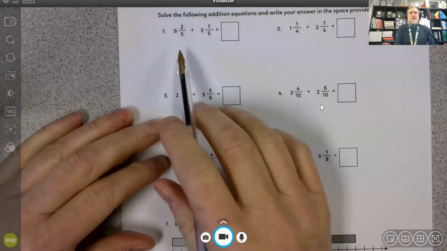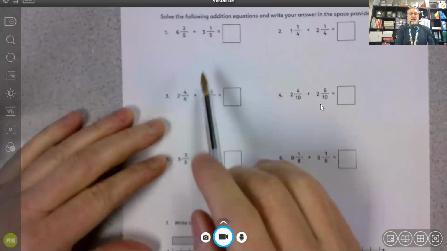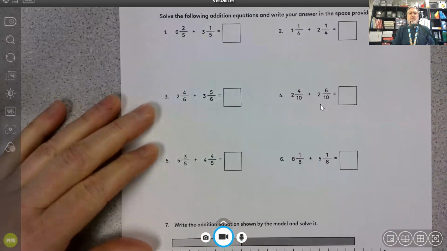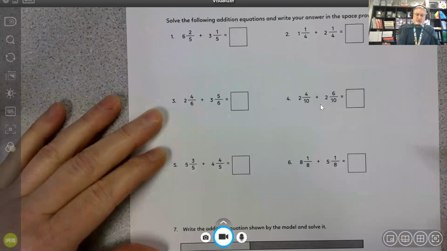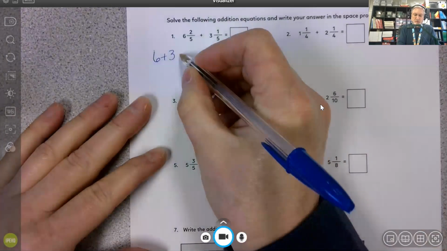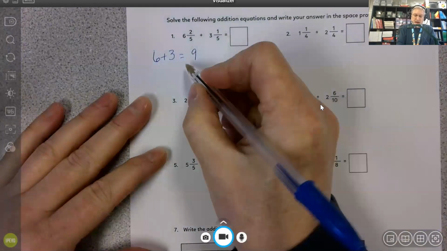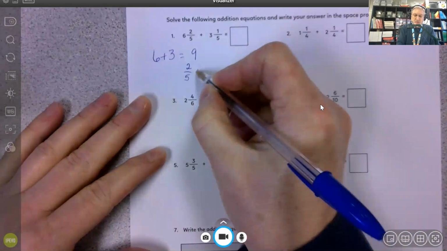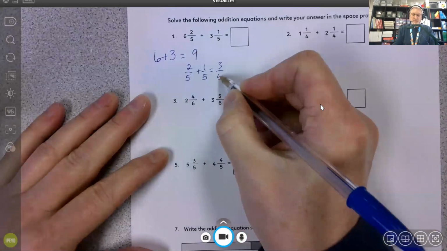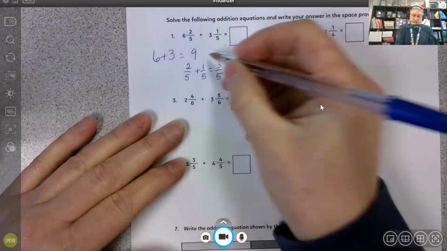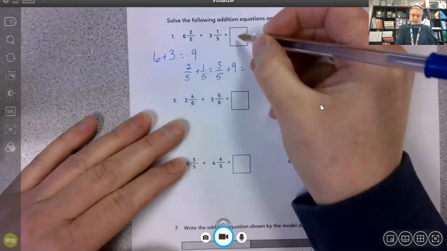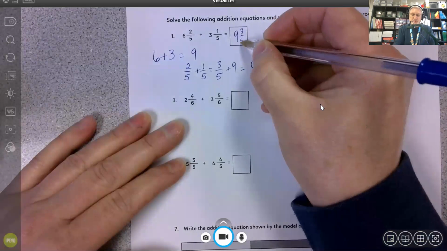So the first problem is 6 2/5 plus 3 1/5. What you want to do first is add your whole numbers. So you pull your whole numbers out. This would be 6 plus 3 equals 9. And then you want to add 2/5 plus 1/5, and that equals 3/5. If you add them both together, 9 plus 3/5 equals 9 3/5. So this first one was relatively easy.